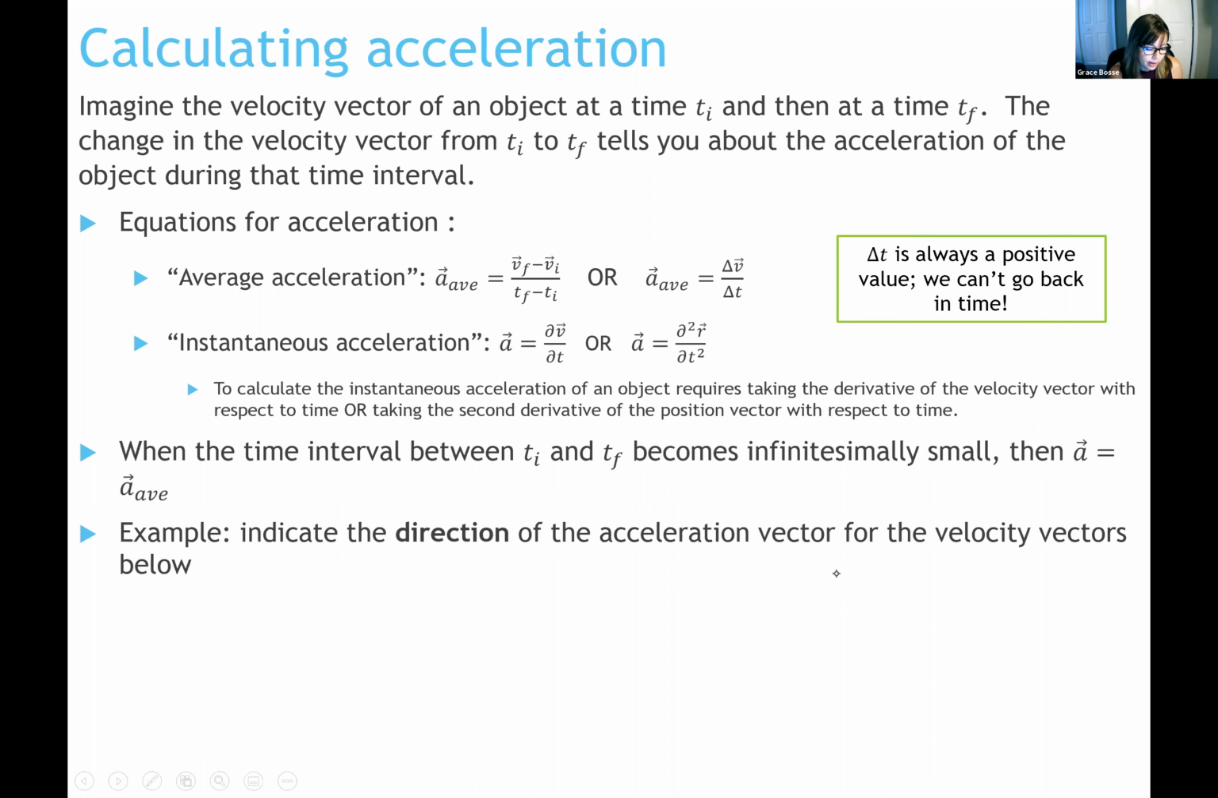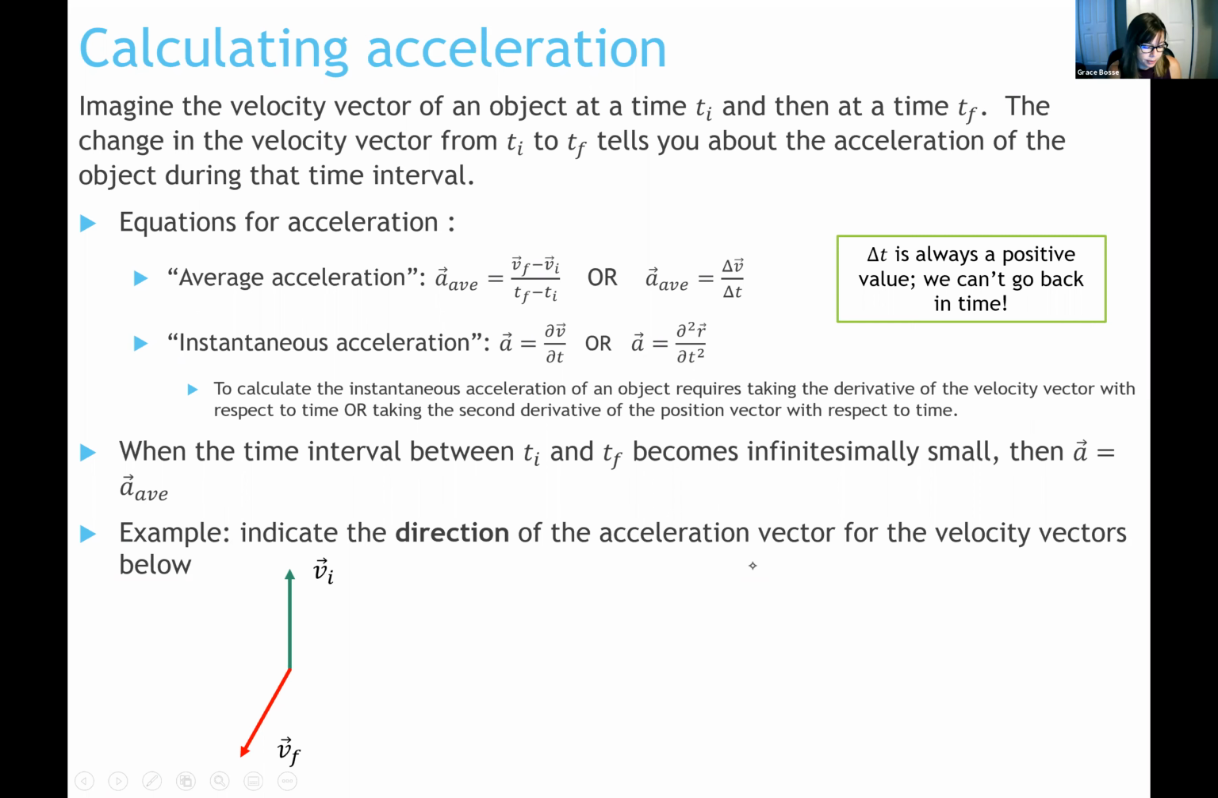So let's do an example. I'm going to figure out the direction of the acceleration vector, either one, average or instantaneous, for the two velocity vectors shown below. So I don't really know the delta T. I don't know what this time interval is. It might be infinitesimally small, or it might be a finite period of time. It doesn't matter. We know what the initial velocity is, and we know what the final velocity is.